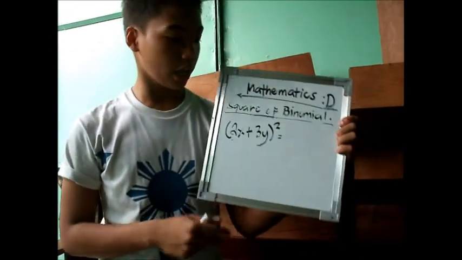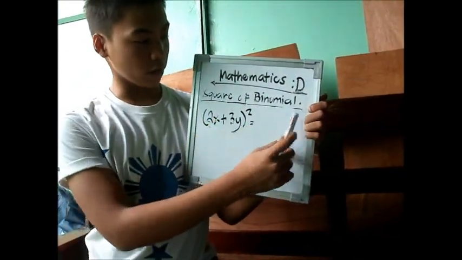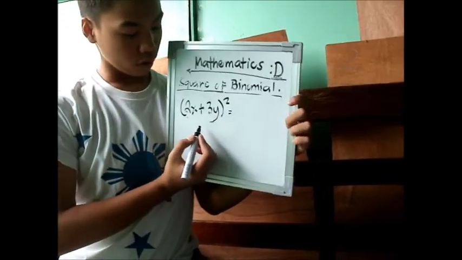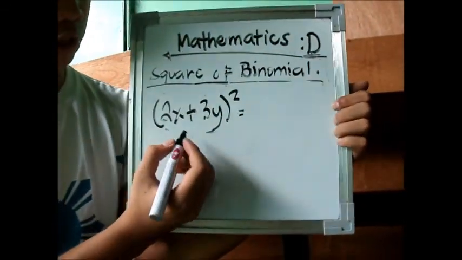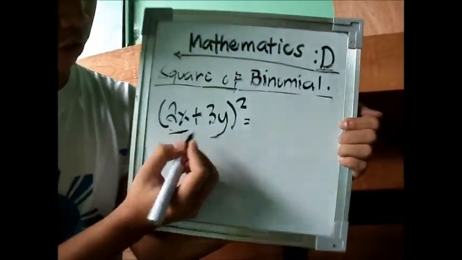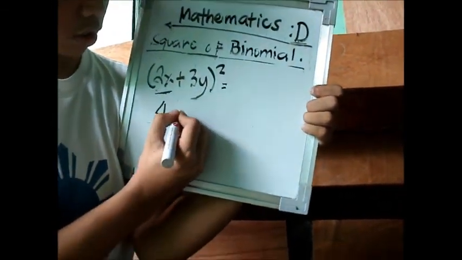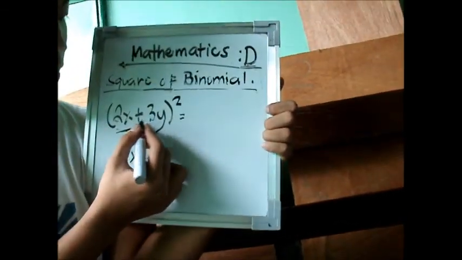Hi, I'm Gerald again. These are some examples of how you do the square of the binomial. In the formula, this is how you do it. The first thing you will do is square the first term. So the answer will be 4x squared. Then get the positive sign because it's positive.